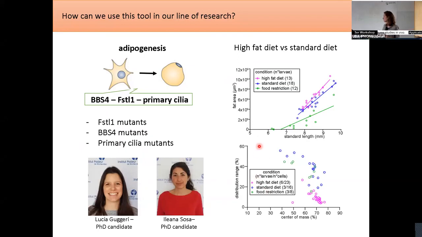Here is just a graphic showing that when we put the larva on high-fat diets, then we see a shift in the cells, which have more neutral lipid profiles shifted toward neutral lipids and a narrower profile. So we can analyze these too using this method.